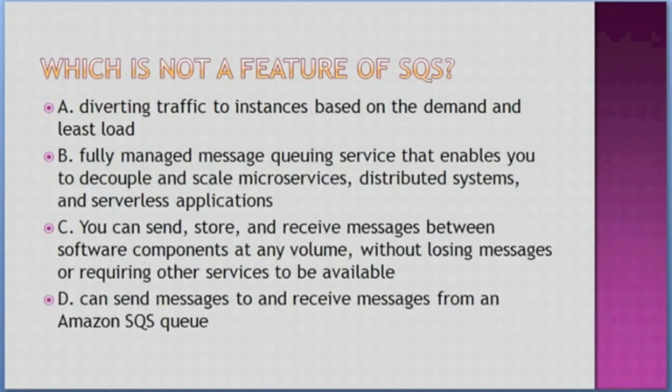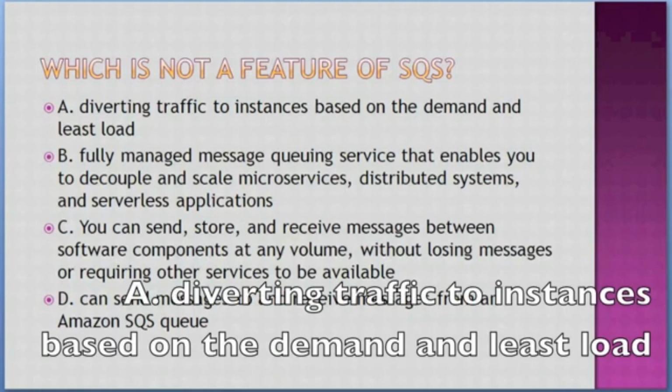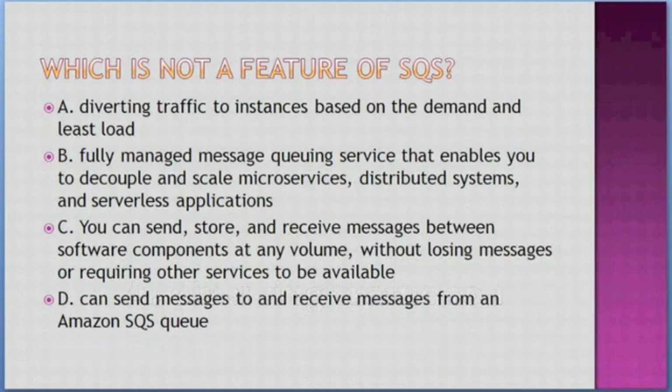Which is not a feature of SQS? A. Diverting traffic to instances based on demand and least load. B. Fully managed message queuing service that enables you to decouple and manage microservices, distributed systems, and serverless applications. C. You can send, store, and receive messages between software components at any volume without losing messages or requiring other services to be available. D. Can send messages to and receive messages from an Amazon SQS queue. Answer: A. Diverting traffic to instances based on demand and least load.